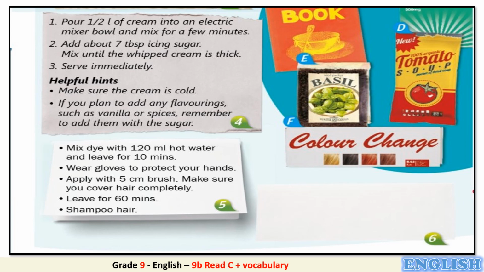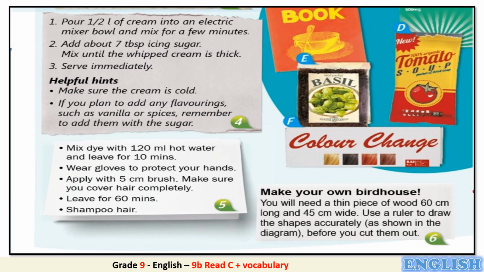5. Mix dye with 120 millilitres of hot water and leave for 10 minutes. Wear gloves to protect your hands. Apply with a 5 centimeter brush. Make sure you cover hair completely. Leave for 60 minutes. Shampoo hair. 6. Make your own birdhouse. You will need a thin piece of wood 60 centimeters long and 45 centimeters wide. Use a ruler to draw the shapes accurately, as shown in the diagram, before you cut them out.